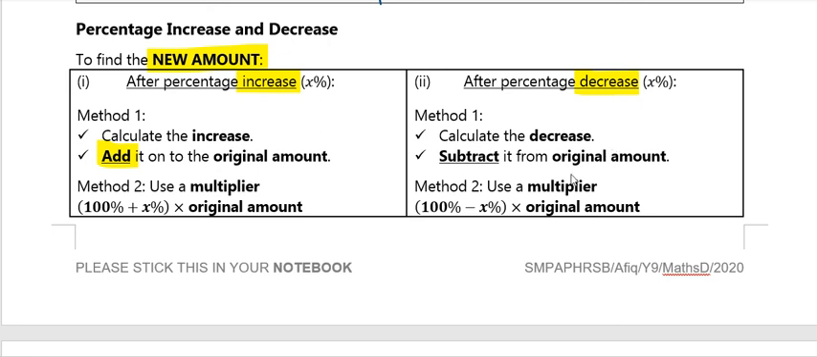And what you're going to do when you have the decrease, you have to subtract from the original. Or the second method is quite simple. We call what we use a multiplier, because when you multiply this to the original amount, you will straight away get the new amount.